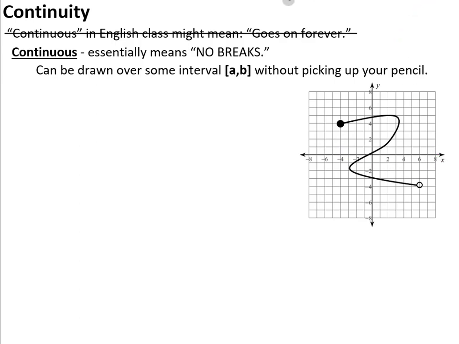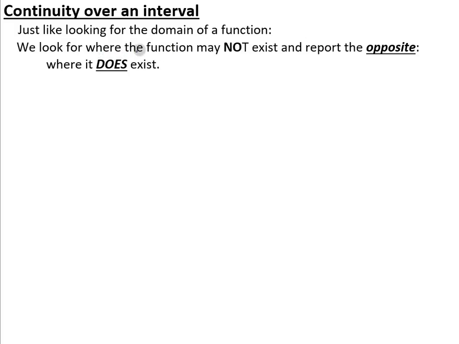And we're going to talk about continuity for two different types of things today. The first one is continuity over an interval. It's very similar to how we find the domain of a function, so the possible values of x. The way it's the same is that we want to look for where the function may not exist, where there's a restricted value, and report the opposite. It exists everywhere else. So we look for those few restricted values and then say, other than these couple restricted values, it exists everywhere else.